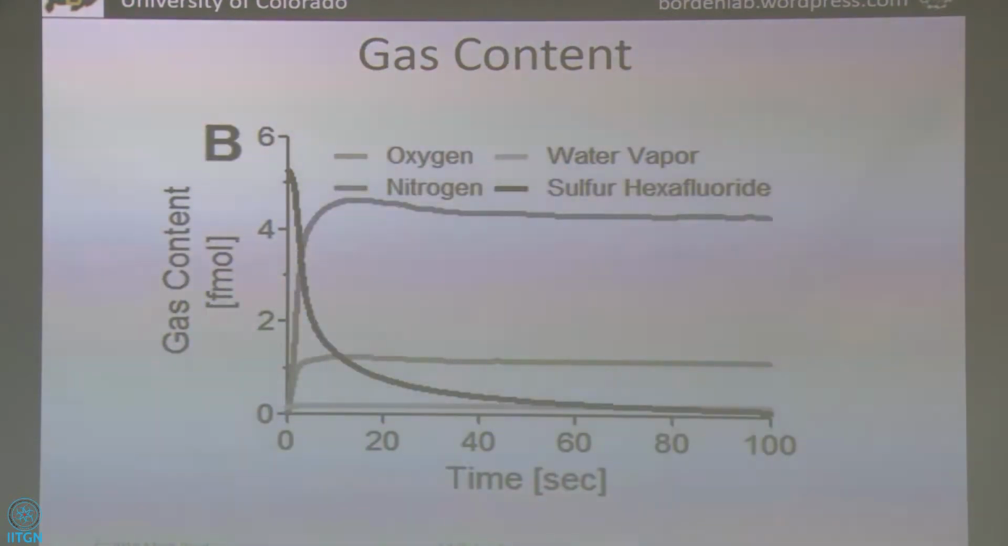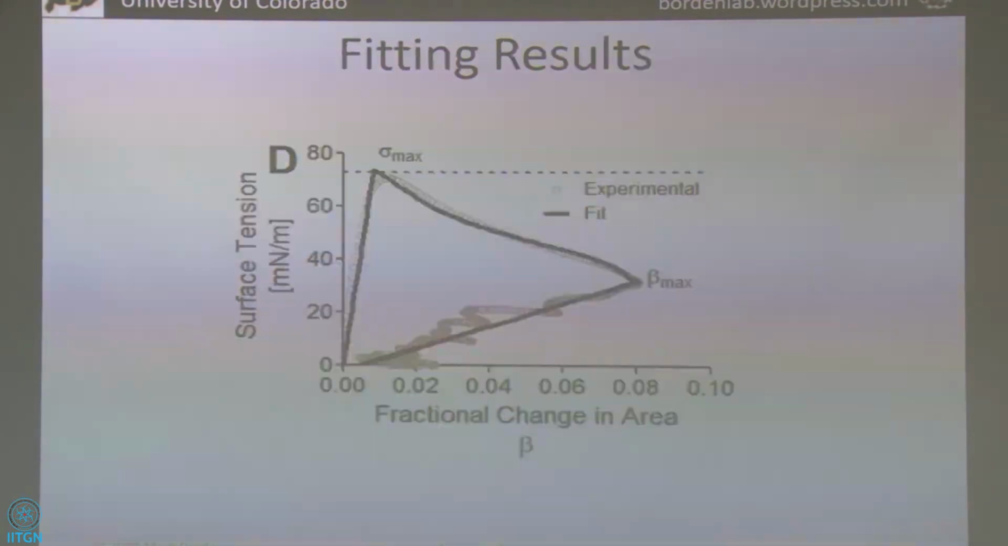surface tension. First, here's what the gases do. Again, sulfur hexafluoride dissolves out, nitrogen dissolves in, oxygen dissolves in, and you always have a little bit of water vapor in there. So here's the surface tension plotted, and this is beta. This is, again, the same beta that we had before, the fractional area change. So initially, surface tension rises, and it goes up to about 73 millinewtons per meter, which is the surface tension of water. And it goes in a fairly linear fashion.